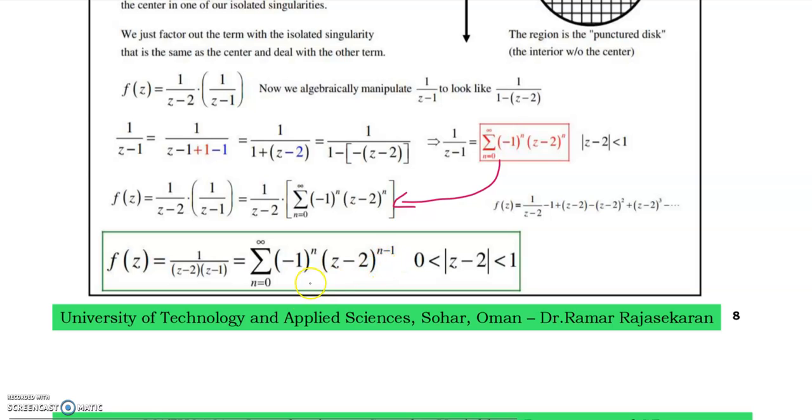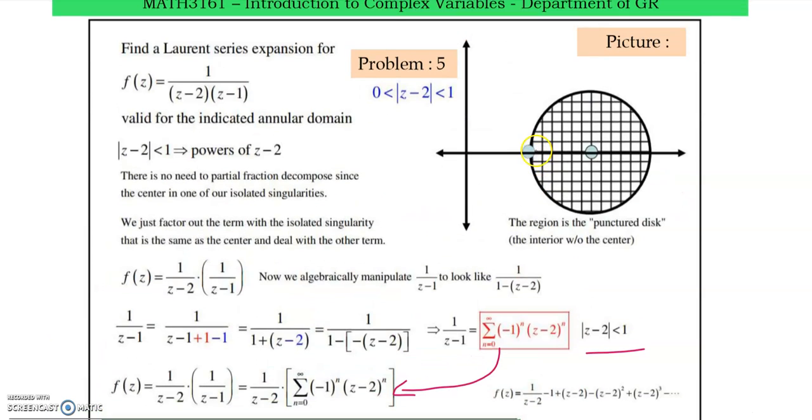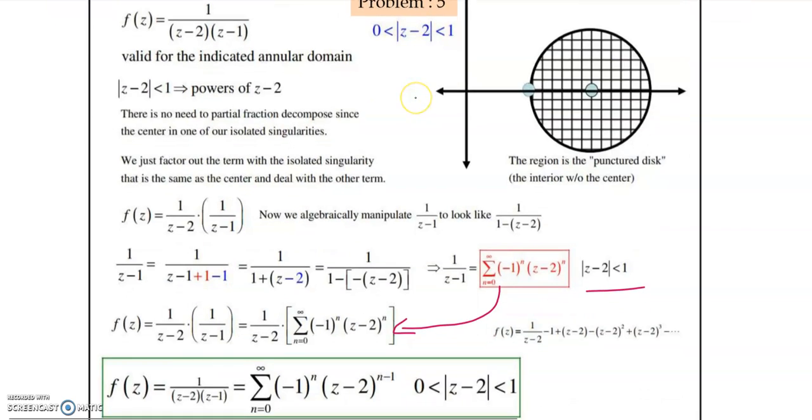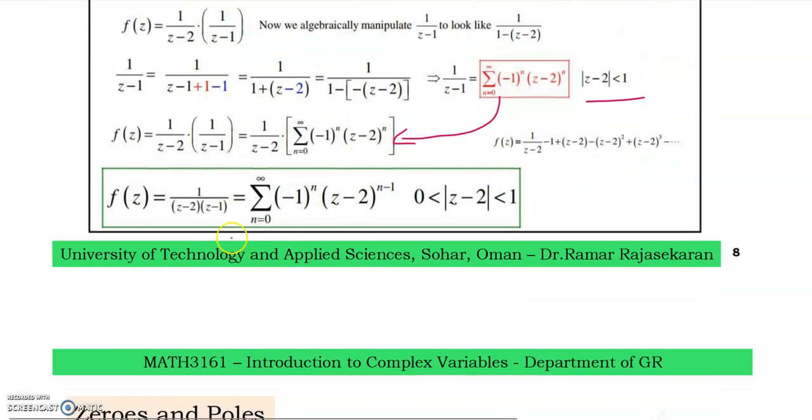Okay, so this is your Laurent series of the given function in the region 0 less than mod z minus 2 less than 1. Yes, because when you write the summation form of this, you have to check this value is less than 1. Yes, less than 1. That is given in the region. Okay, so we have completed the Laurent series of the function.